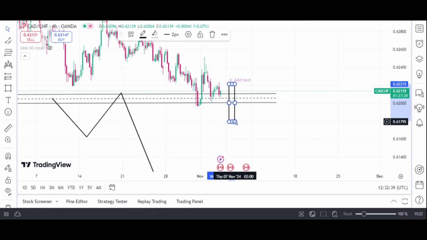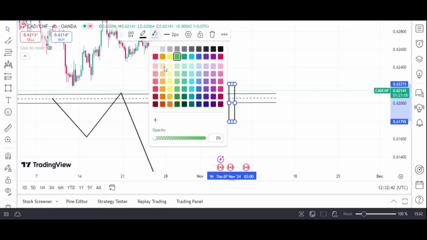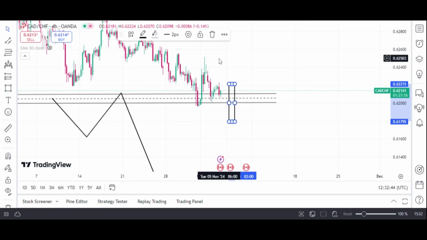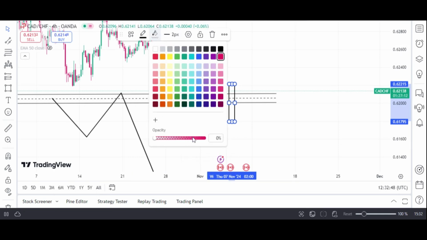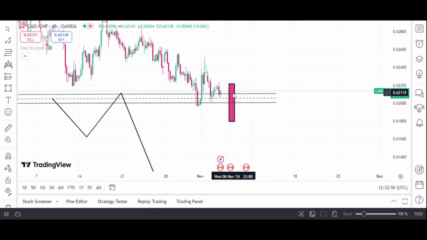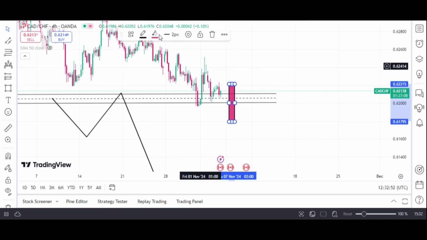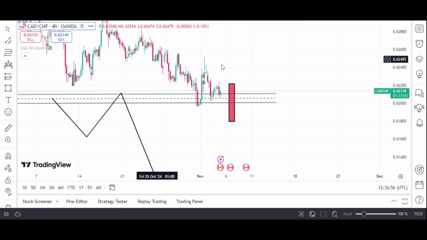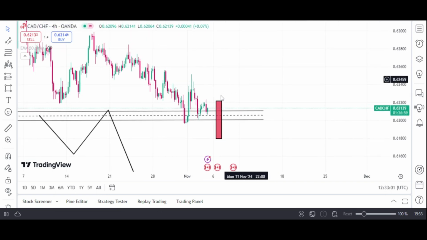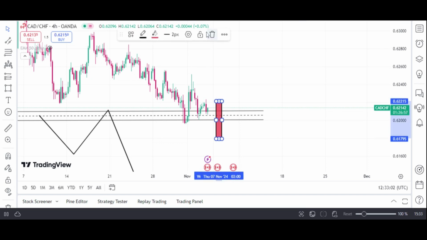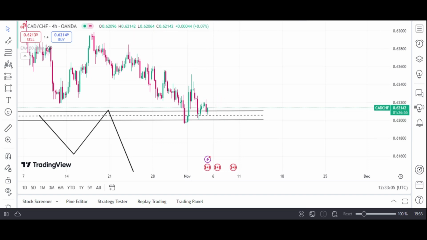We don't want to find any red candle violating this area, indicating that the sellers are in control and they still want to push our market toward the downside. If ever we find a red candle like this, then we know our strategy is not working. But if we don't find a red candle, then we are good to go, because at some point we know the market will start creating higher highs and higher lows.